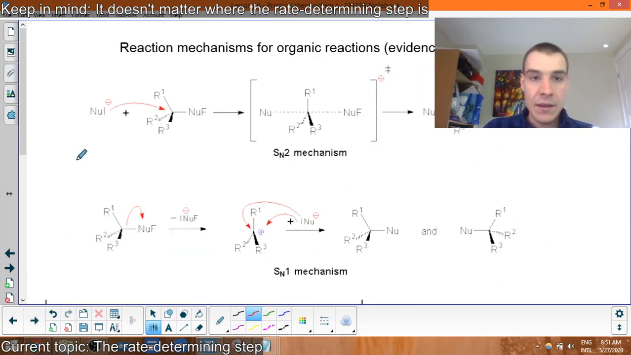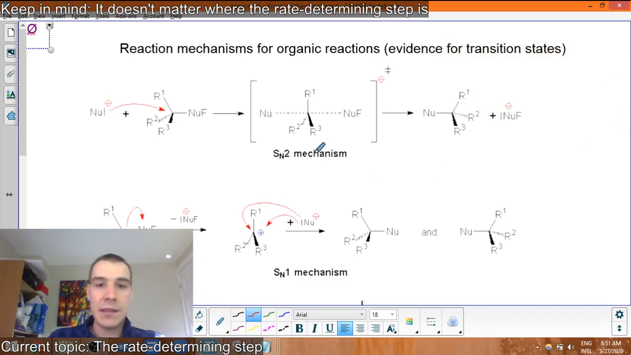Next is reaction mechanisms for organic reactions. Here's an example of a two-step reaction versus a one-step reaction. I'm going to talk very briefly about this. I'm talking about this stuff just because I like organic chemistry. This is a substitution mechanism.